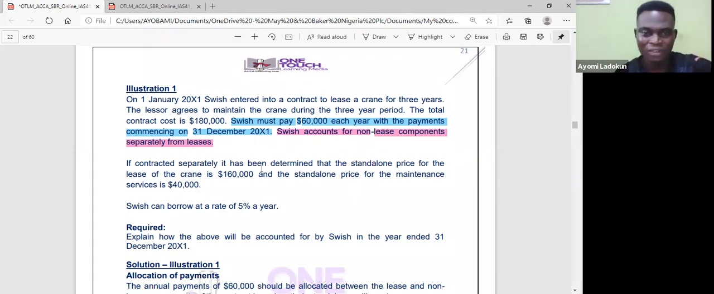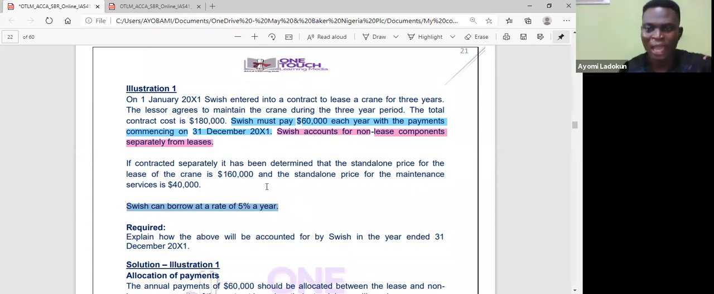Now, if contracted separately, it has been determined that the standalone price of the lease for the crane is 160, and the standalone price for the maintenance is 40. Switch can borrow at the rate of 5%, so that's the incremental borrowing rate. So what will now be the accounting treatment?